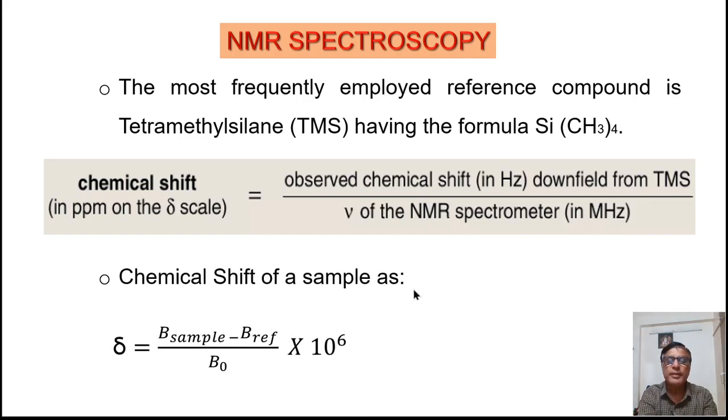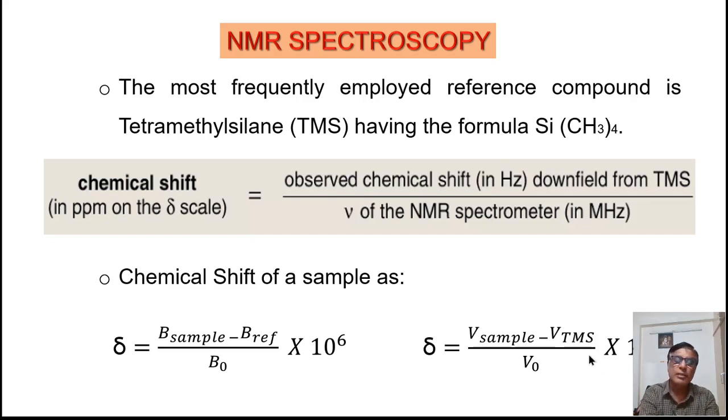The chemical shift of a sample is delta. Delta is equal to B sample minus B reference divided by B0, into 10 raised to minus 6, as it is measured in ppm. Another, second equation is that delta is equal to nu sample minus nu TMS upon nu 0, into 10 raised to 6. So both the equations give delta in the ppm, parts per million, scale.